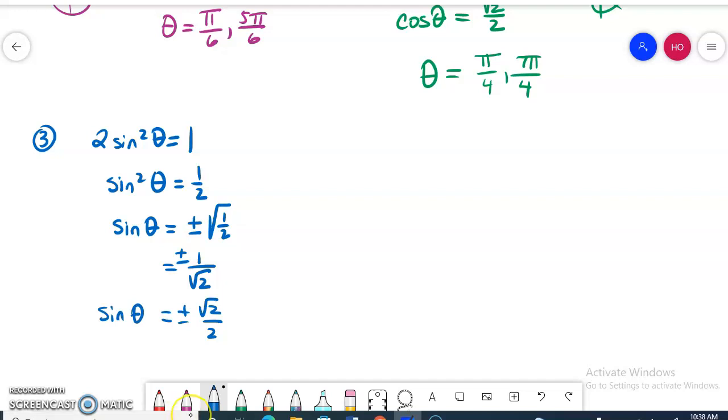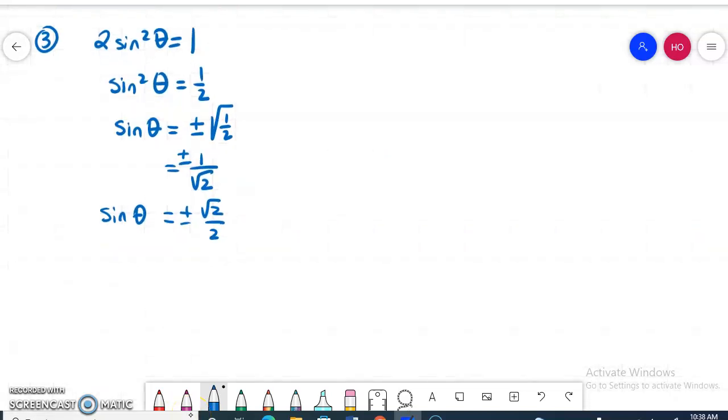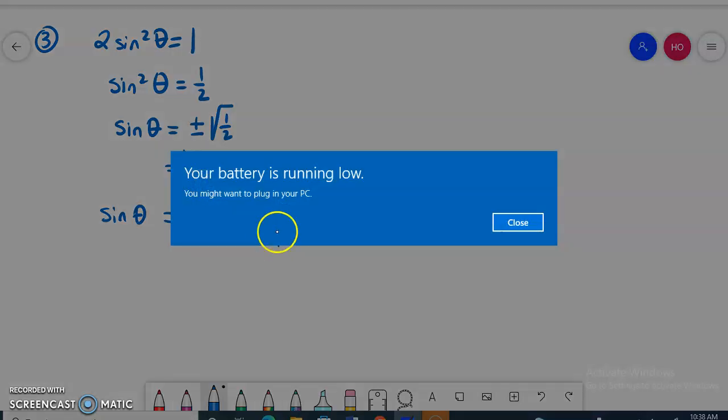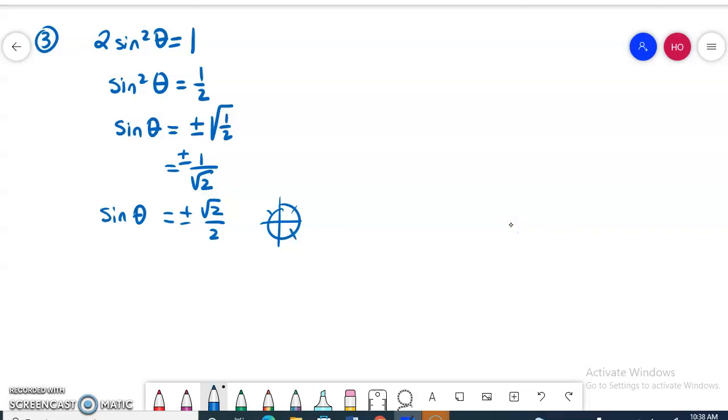So we need all 4 of them. We need the positives and the negatives, and it's the square root 2 over 2, so it's our pi over 4s. So it's pi over 4, 3 pi over 4, 5 pi over 4, and 7 pi over 4.